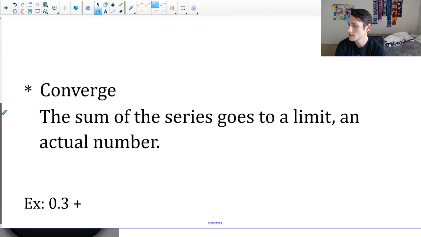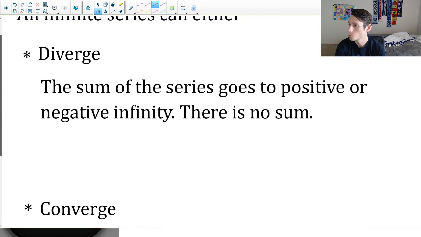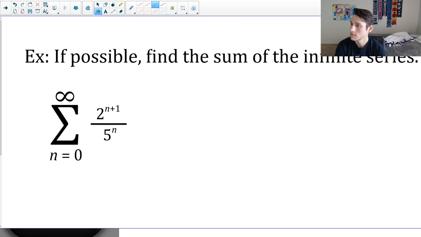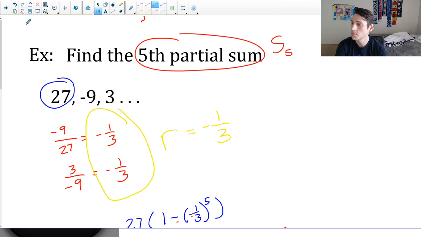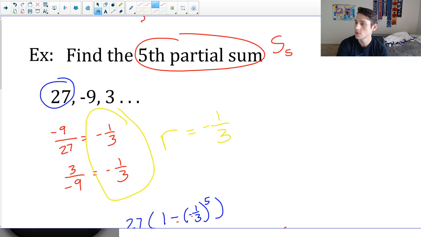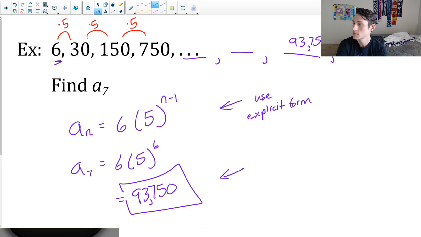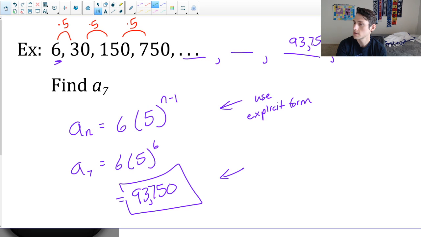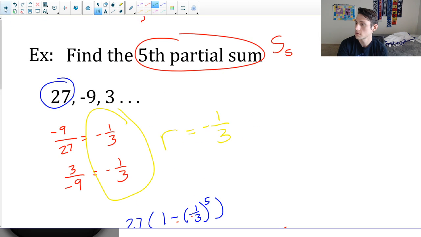We could go to infinite series, but I don't really want to do that yet. Let's do another example of geometric partial sum. Let me just add in one here. Actually, what was one of our ones from earlier? $630, $150, $750. Okay.